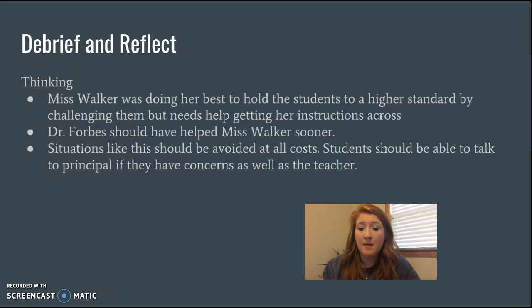Students should feel that if they are that stressed, they should be able to go to the teacher, maybe a counselor if you have one at the school, and definitely the administration if they feel that their stress level is getting this bad.